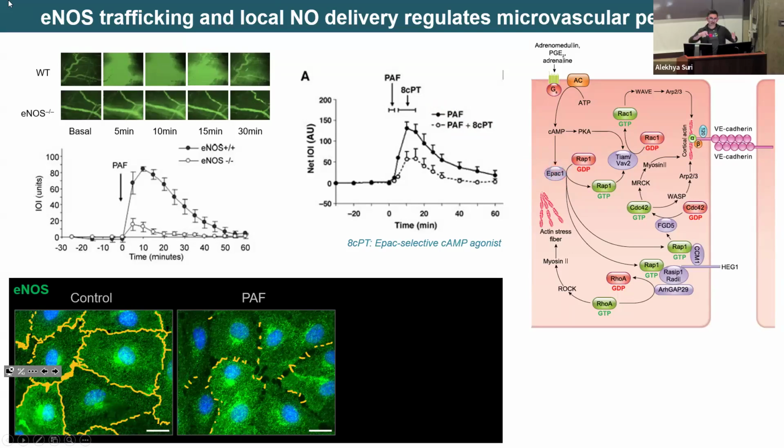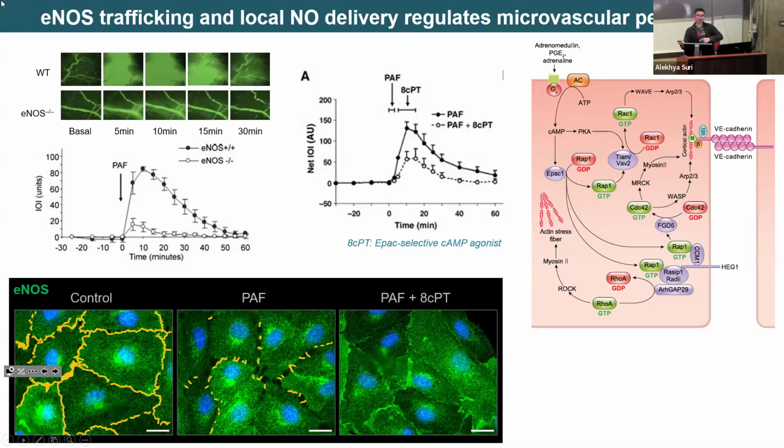And EPAC1 causes a number of different things that lead to the remodeling of the actin cytoskeleton and the insertion of VE-cadherin on the cell junctions, right? Why is this important? Because the more VE-cadherin you have in the cell junctions, the better your barrier is. And this means that if you have a pro-inflammatory agent, and you stimulate cyclic AMP signals, then you can counteract that pro-inflammatory state.